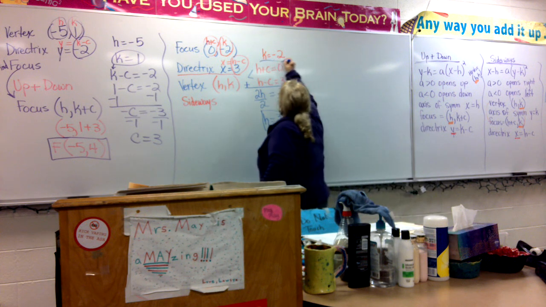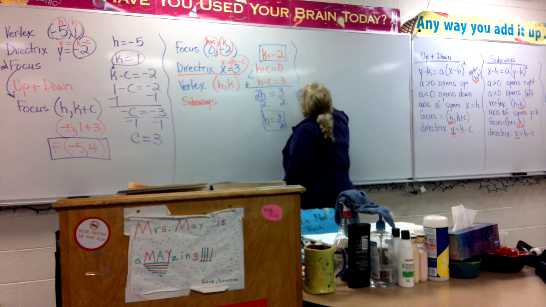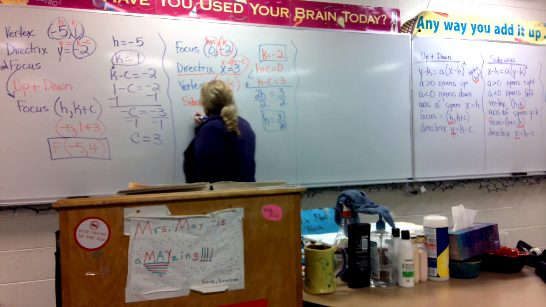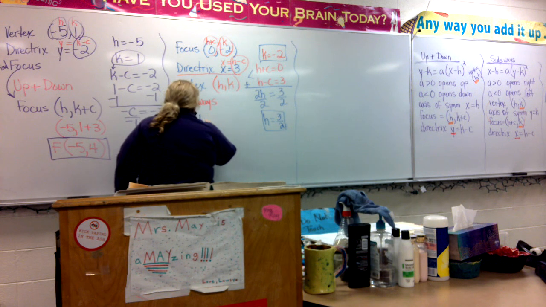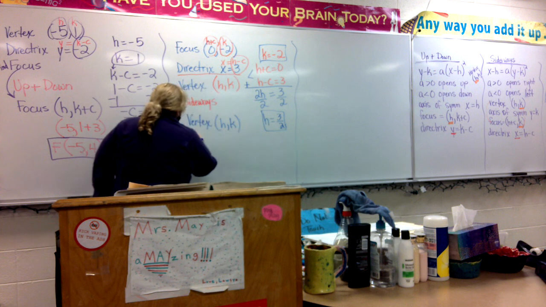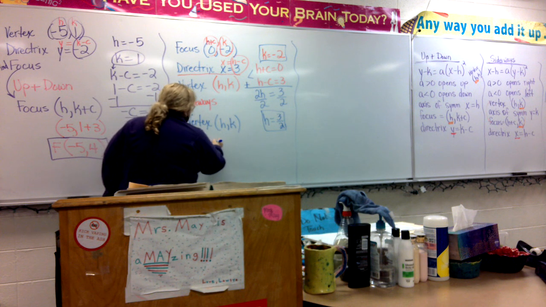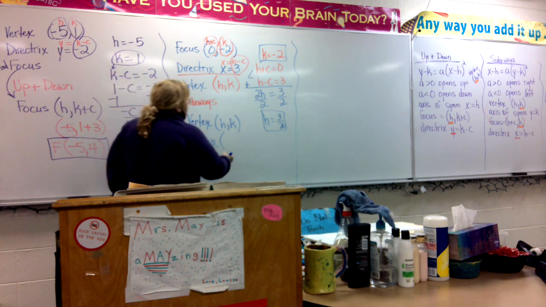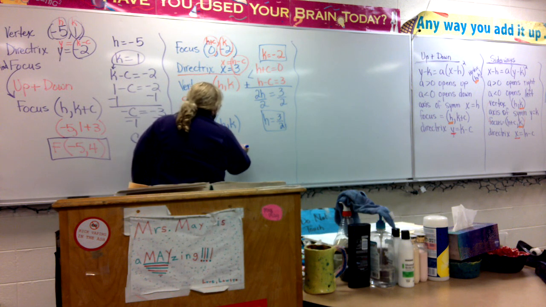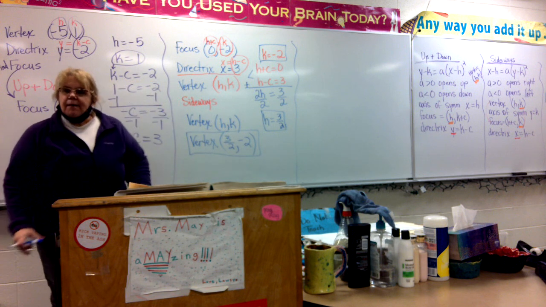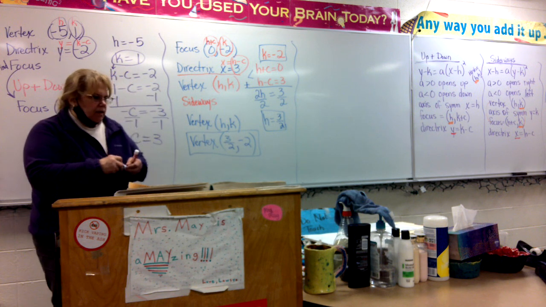So now you've got the H, you've got the K, right? That's the vertex. The vertex is HK. So your vertex is going to be, what's H? 3/2. H is 3/2. And what's K? Negative 2. So there's your vertex. That's it. It's not bad, right? Too simple.